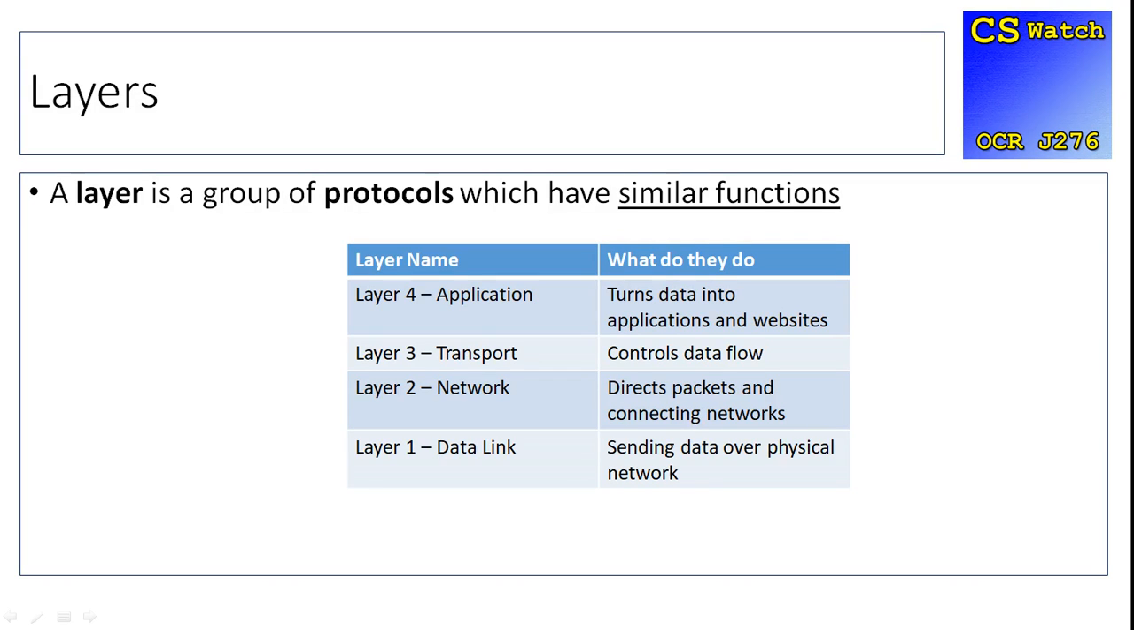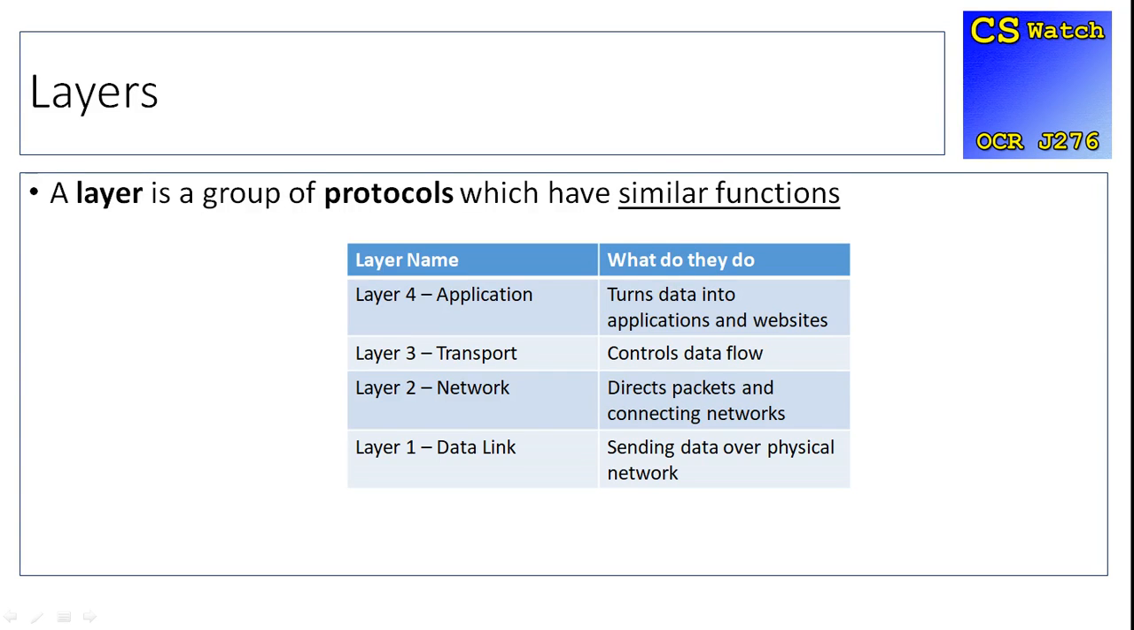We can see here that layer 4, the top layer, is the application layer, and that is what you see when you're using something. It turns the data into websites and applications, so you can see things. The transport layer controls the data flow, splitting the data into packets, checking packets are sent and received, making sure all the packets are being sent over correctly. You've got layer 2, which is the network layer, which directs the packets and connects the networks, used by routers to make sure everything gets sent over.